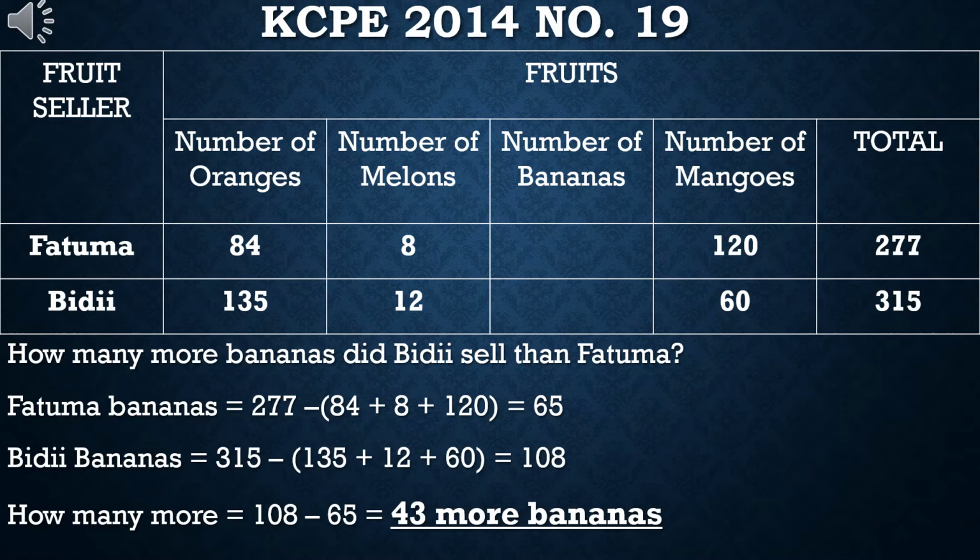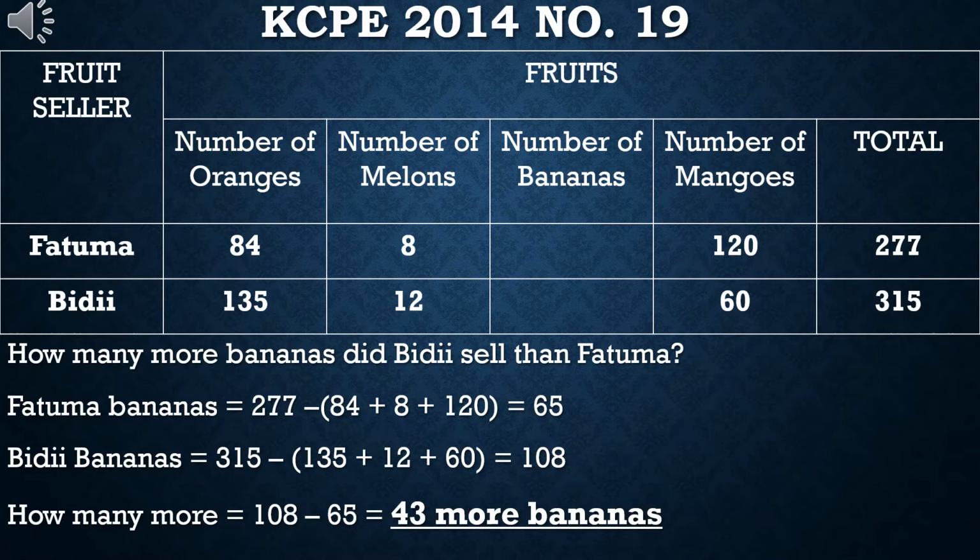So to get the number of bananas for Fatuma, we first look at the total we are given, 277, which includes those bananas which are not given. So we are going to add for Fatuma the oranges, that is 84, plus the 8 melons, plus the 120 mangoes. Then we take away from 277 to get 65 bananas.